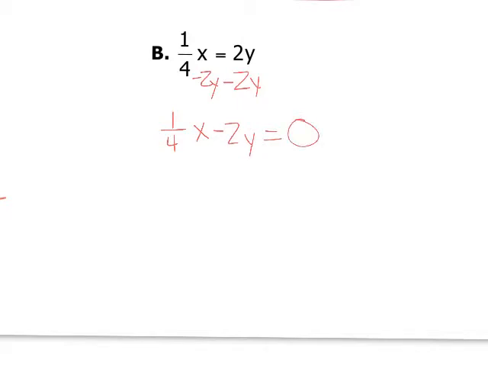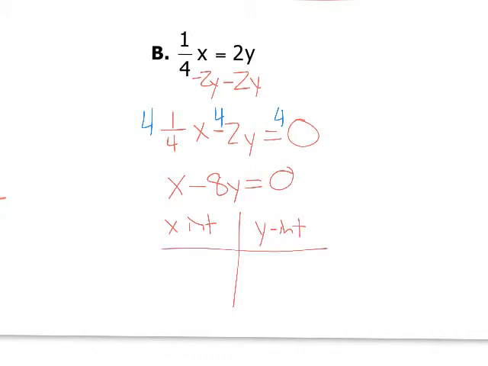Okay. So not quite in standard form, right? I need to get rid of the fraction. So I need to multiply every piece by 4. So now I have 1x minus 8y equals 4 times 0 is still 0. So now that it's in standard form, I can go ahead and find my x-intercept and y-intercept.